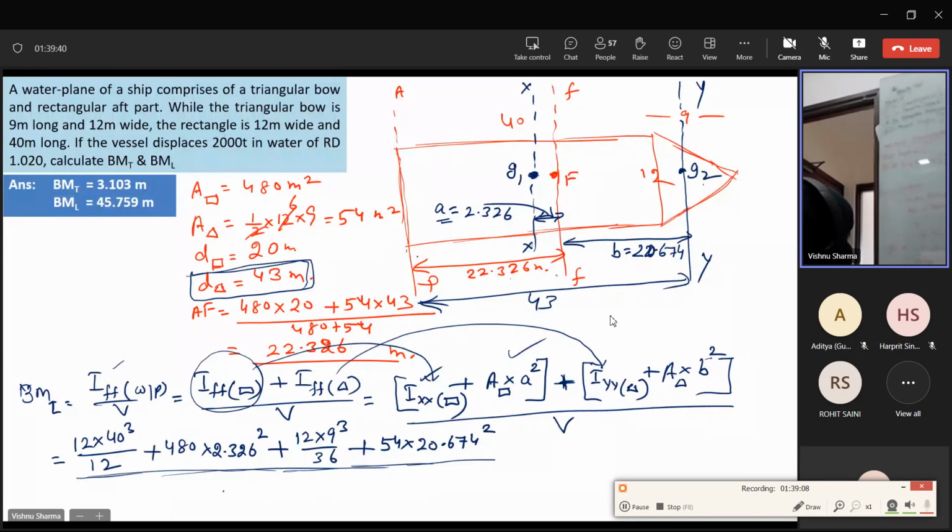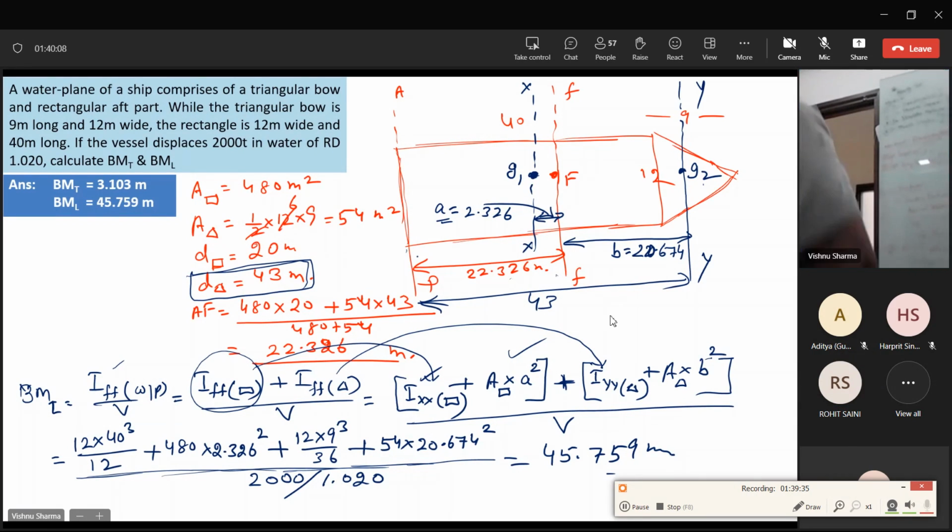Volume of displacement, 2000 divided by 1.020. And now you don't have to do any more calculations on paper. You just have to use your calculator on the run, calculate it, and you should get an answer of 45.759 meters. Review the question. It's a regular geometric shape where a combination is there.